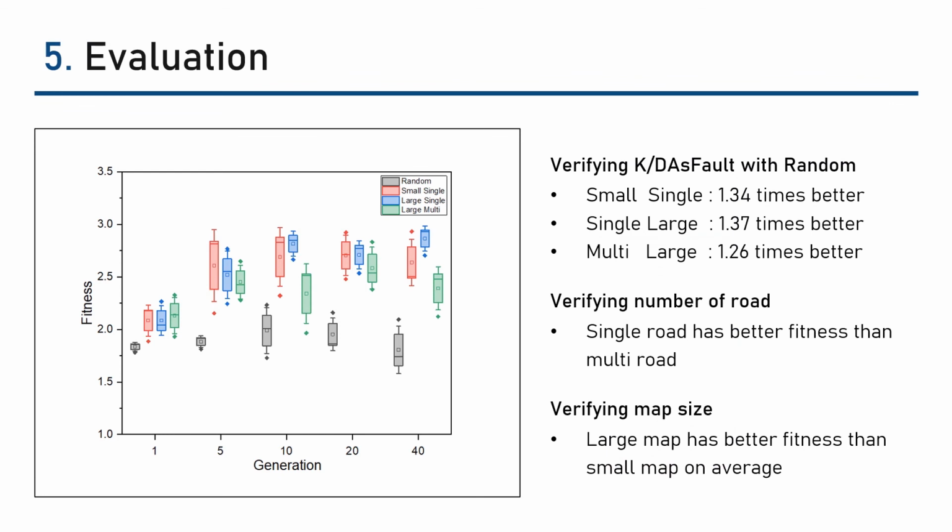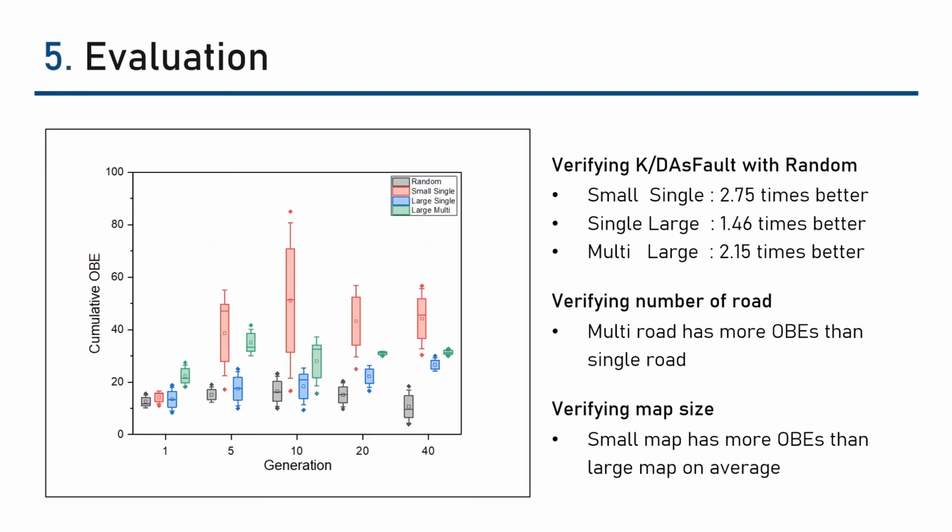We observed fitness on a nearly exponential scale of generation. We can observe that KDH first generally has 1.3 times better fitness compared to the random. The detailed evaluation will be done in the following discussion. This graph is the result of cumulative OBEs. We can observe that KDH first efficiently generates maps having more cumulative OBEs compared to randomly generated maps.